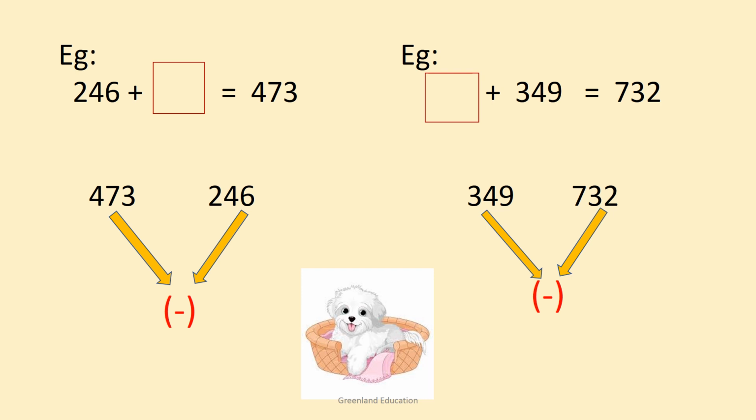Look at the second example. The first number is missing and the second number is 349, and the total equals 732. How do you find this answer? To find this answer, you have to subtract 349 from 732. Now you can do the fourth question.